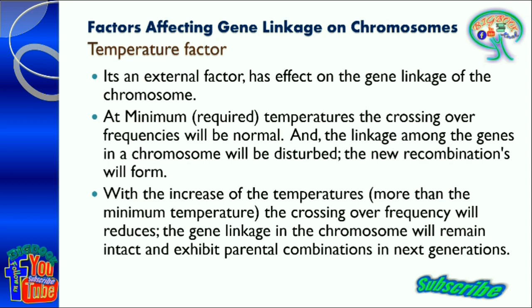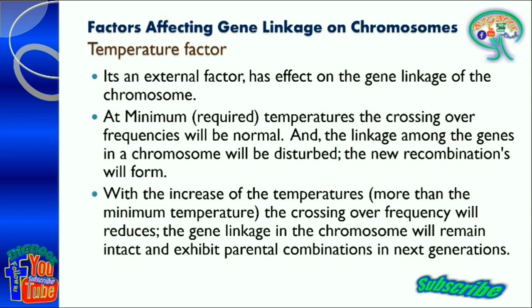Now here, at minimum required temperatures, the crossing over frequencies will be normal and the linkage among the genes in a chromosome will be disturbed. New recombinations will form. At minimum required temperature, it means a threshold temperature required for particular physiological functions to run at a particular rate, the threshold rate of output. It is the particular threshold temperature which is required for gametogenesis.